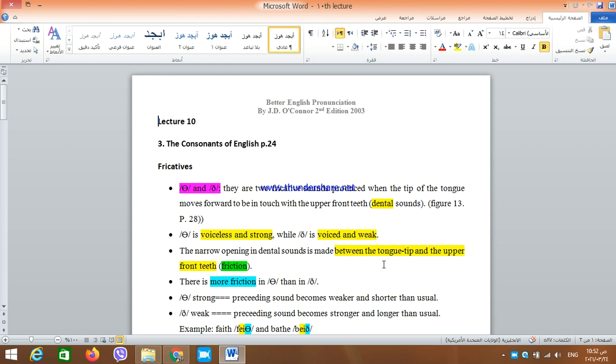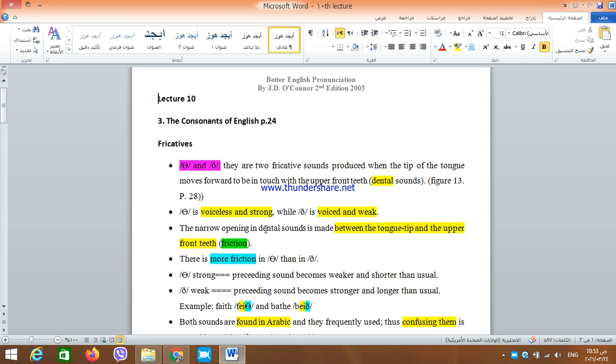We are still talking about the consonants of English. If you remember, we have already started talking about fricatives, and we have taken the first pair of fricative sounds, which are f and v. Today we are going to move on. We are taking, inshallah, the other pairs.